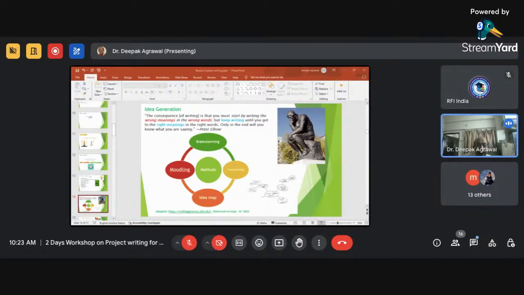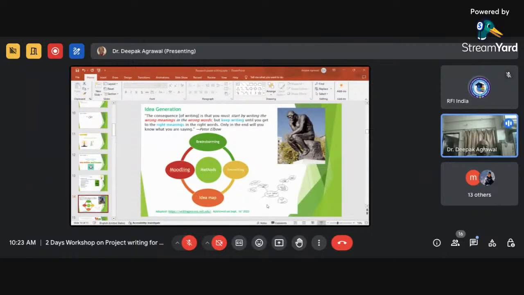Second is free writing. Write anything. Don't think. Write foolishly. Doesn't matter. Write idiotically. Doesn't matter. But keep on writing. In that content, you will get a few points, a few ideas, later on through which you can develop a paper. You can even create an idea map. An image you can see towards the right hand side of your screen. This is the idea map.